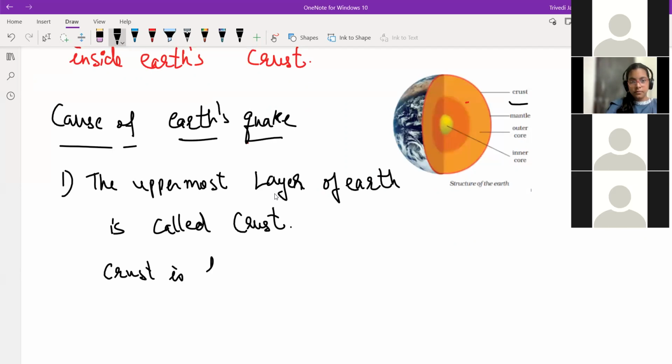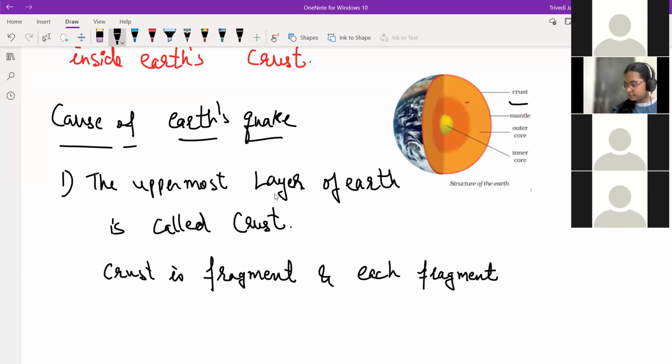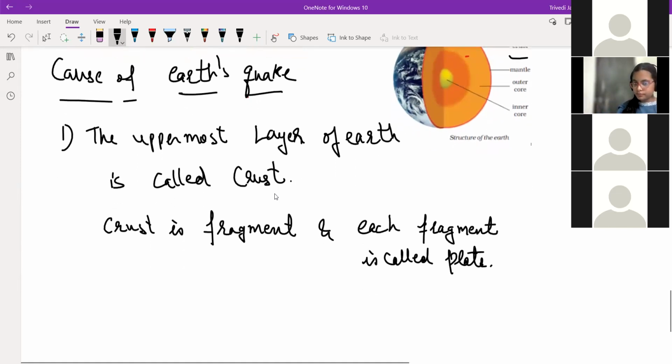The crust is a fragment, and each fragment is called a plate. Sir, in our book the plate is given as a massive, irregularly shaped slab of solid rock. Yeah, same meaning. Sir, it's also called a lithospheric plate. Yeah, exactly, it's the lithosphere. You know what the layers of the atmosphere are, right?